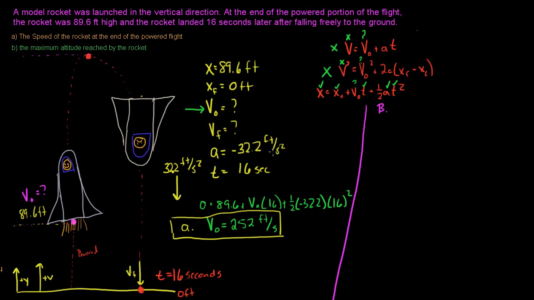And again, let's write down the information that we know. We know a final position is what we're solving for. We don't know what this is, so our final position is a question mark. Our initial position is this 89.6 feet. Our acceleration stays the same. It's minus 32.2 feet per second squared.